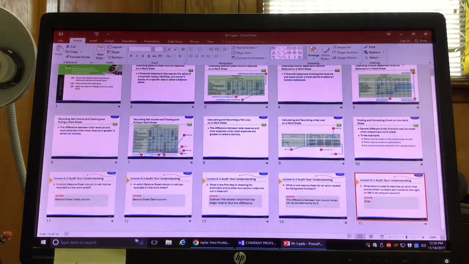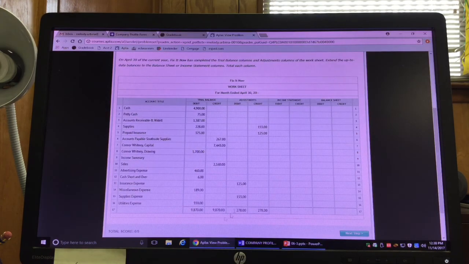Alright, so let's go ahead and get into MindTap. For today's work together, on April 30th of the current year, Fix It Now has completed the trial balance columns and adjustment columns of the worksheet. So we're going to go ahead and slide and extend everything. The first part is going to be our balance sheet.